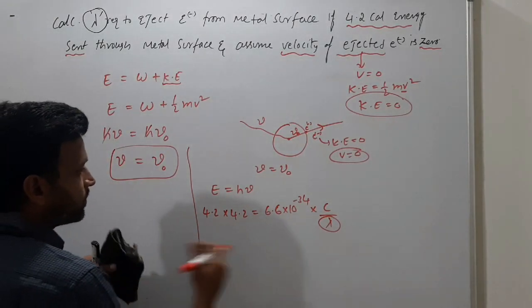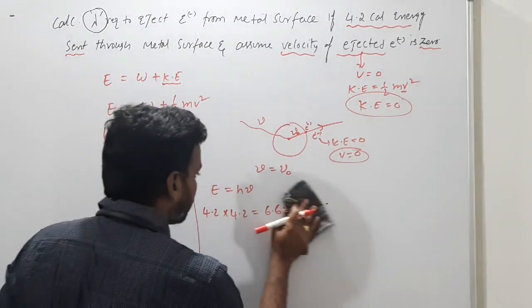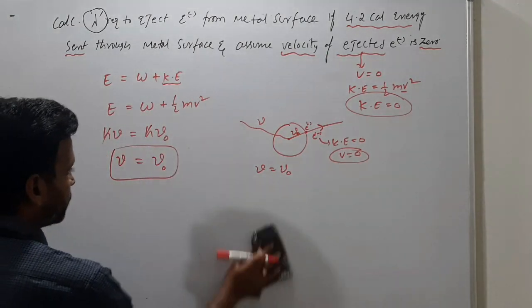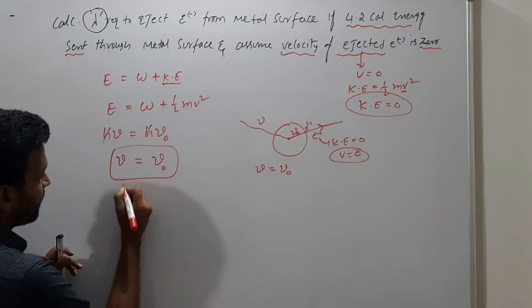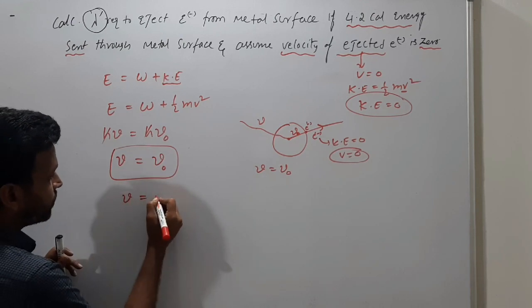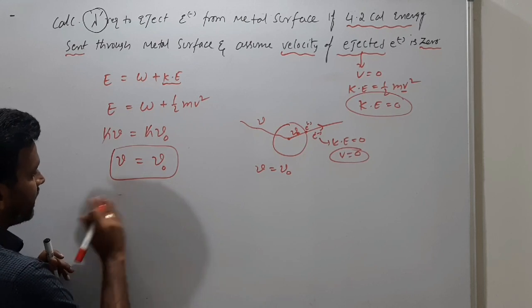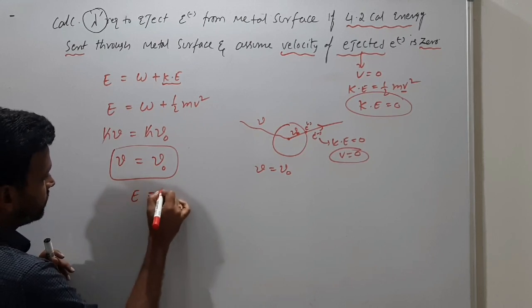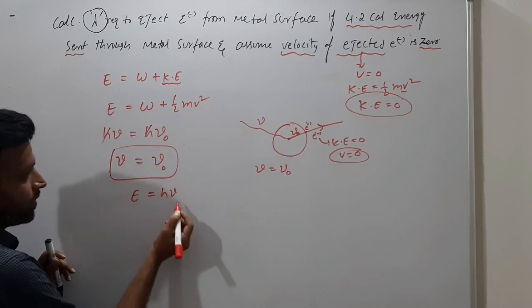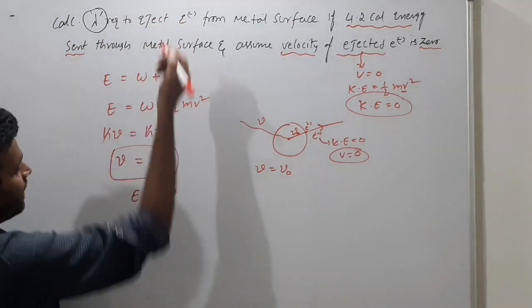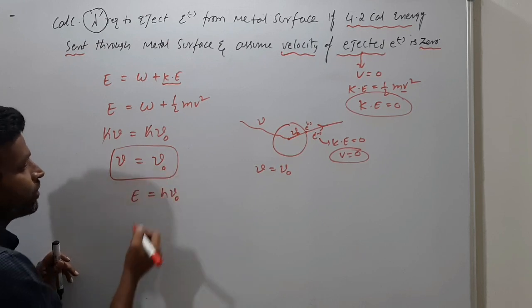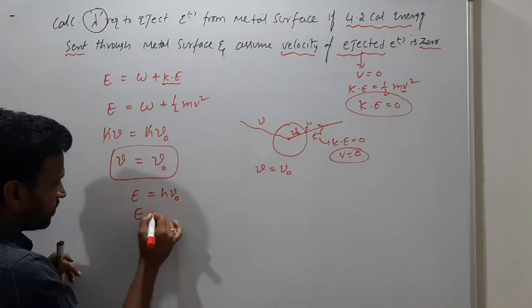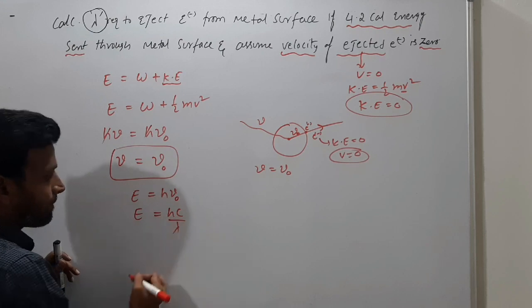So what is lambda? So the c value you can substitute. I'll write one more time. So here nu becomes nu naught. Therefore what can I say? Nu is equal to nu naught. Therefore you can write like this: E is equal to h nu. Got it? So what is the lambda asking? So h nu naught I can write, because nu becomes nu naught. So E is equal to hc by lambda.